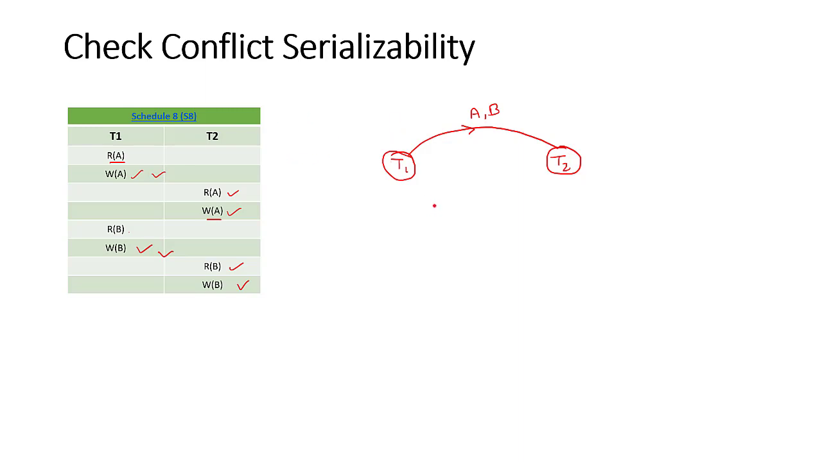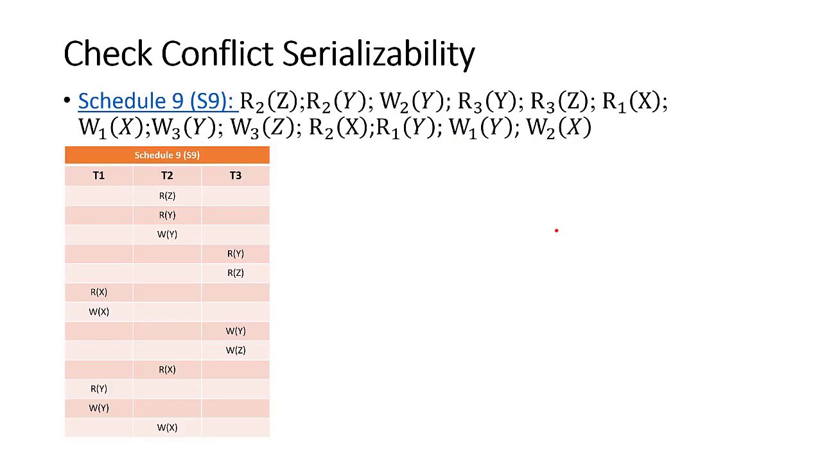Now from this graph also, we can conclude that the corresponding serial schedule will be T1 followed by T2, transaction 1 followed by transaction 2. That's it for today's video. In the next video, we are going to solve some more precedence graphs with more transactions involved in the schedule. Thank you.